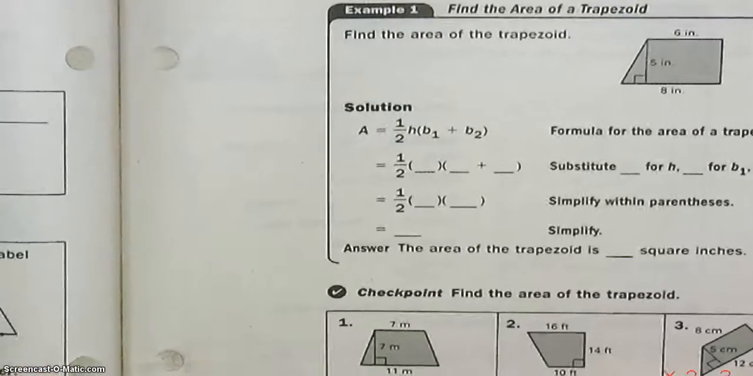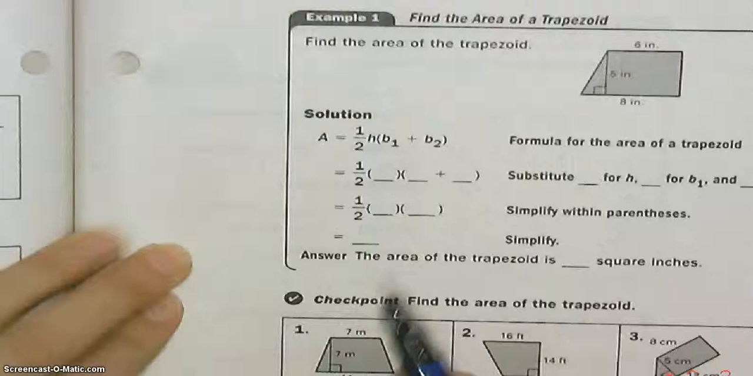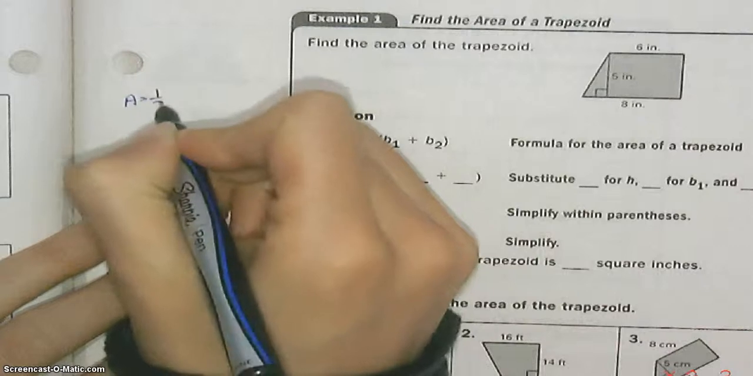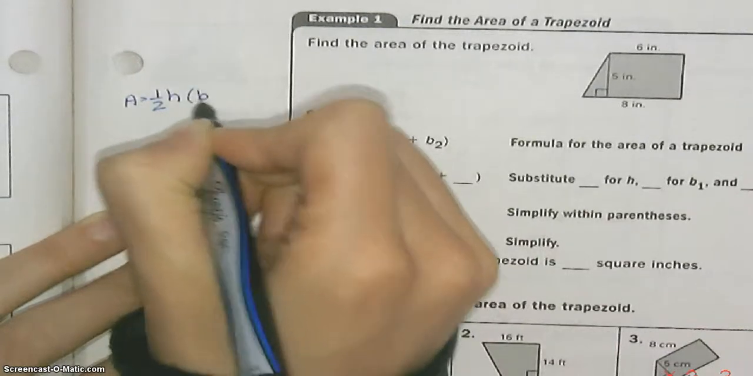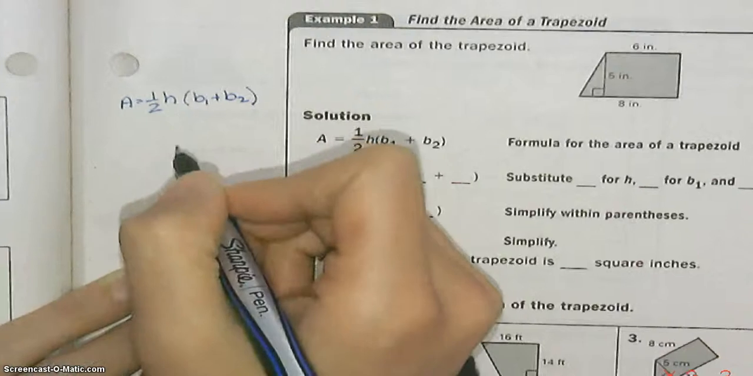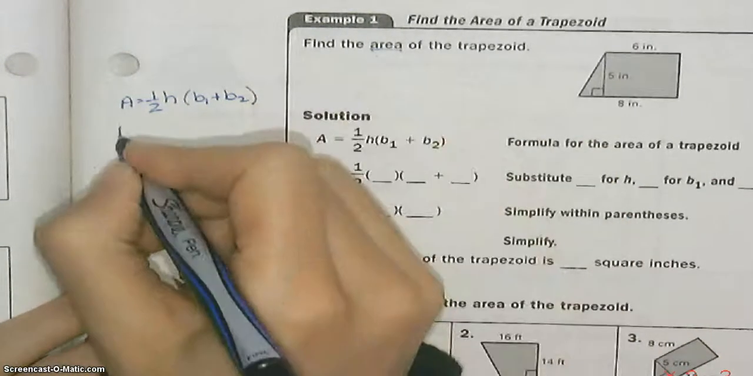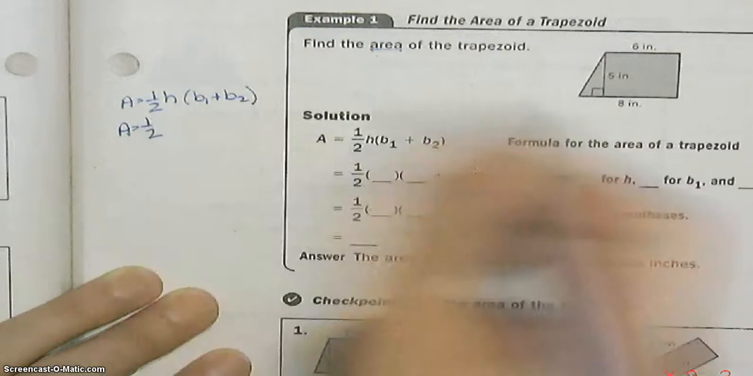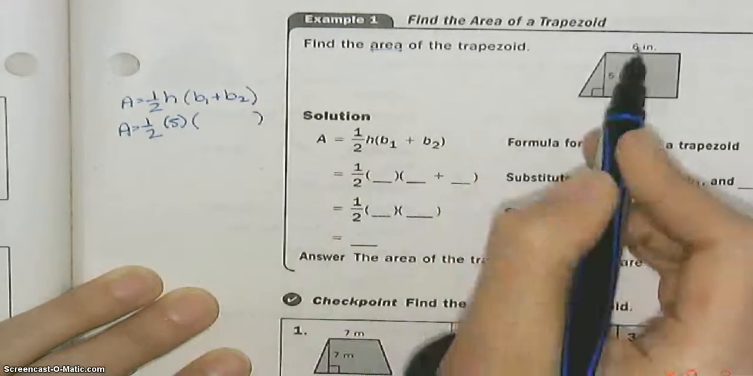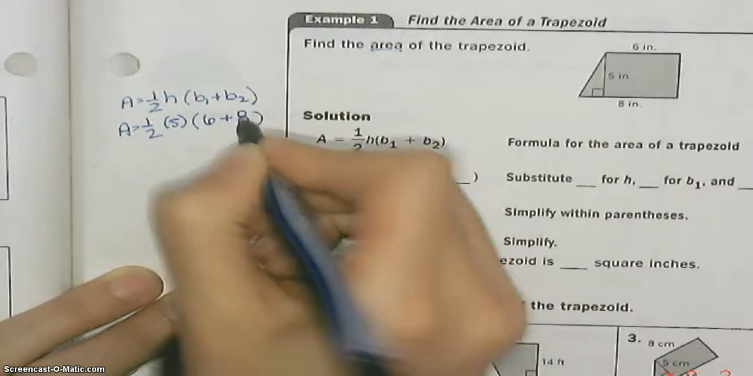So just like before, if we want to find the area of this trapezoid, we start by writing the formula. Area equals 1/2 height, base 1 plus base 2. And I'm going to do this out to the side so you can practice. So let's see, do I know the area? No, I'm trying to find the area. But do I know the height? Yes, the height is 5. And do I know the bases? The bases are 6 and 8. So I'm going to put 6 and 8 in there.